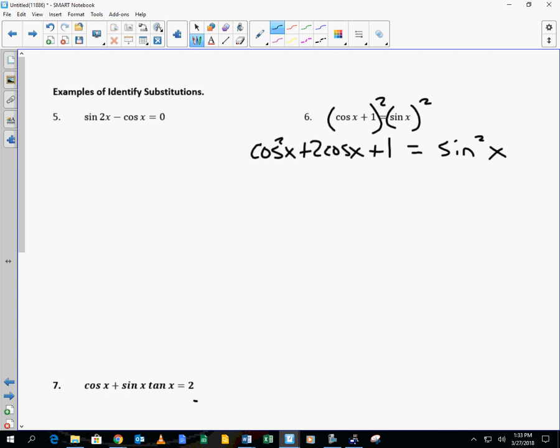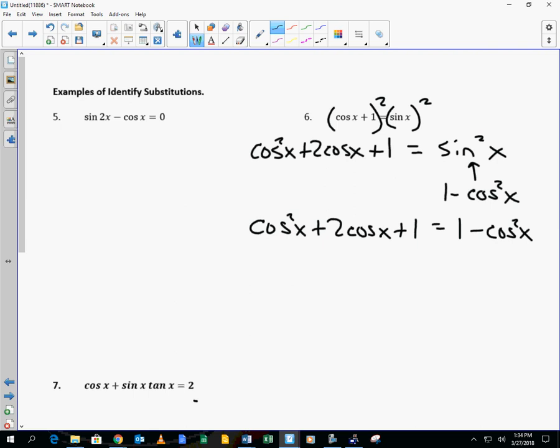All right, so now what? Why did you want to square both sides? What was the whole point of squaring both sides? So what do you put in for sine squared? How about just 1 minus cosine squared? So now I have cosine squared of x plus 2 cosine of x plus 1 is equal to 1 minus cosine squared of x.